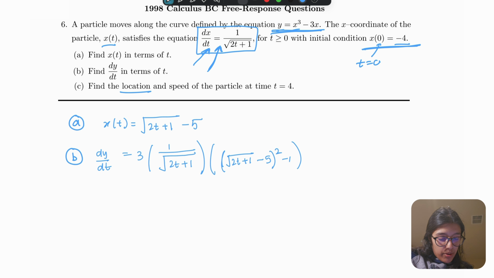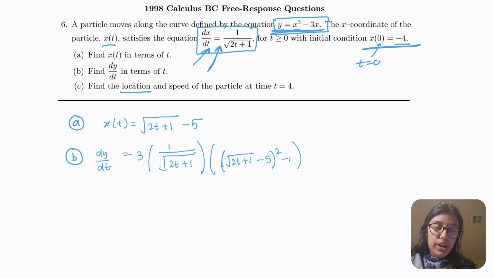To approach this problem, I'm going to find the value of x first. Now you might be asking, why are we finding x first? Wouldn't it be easier to find y because we already have the equation for y right there? And I would say, yeah, you're correct. But in order to find y, you actually need to plug in the value of x. But we don't know the value of x at time equals 4, right? So we actually have to find that value of x at time equals 4 and plug it into this equation to find the value of y at time equals 4.